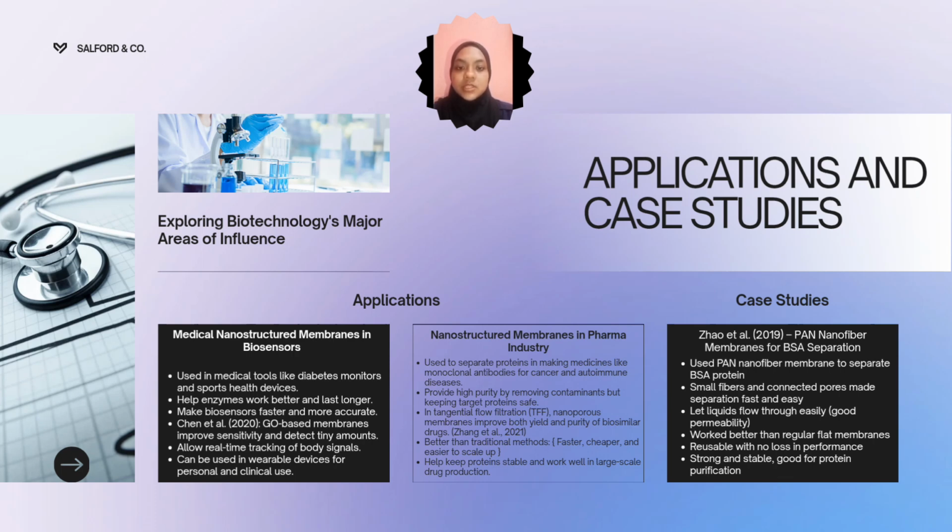Compared to traditional methods, they are faster, cheaper, easier to scale up, and help keep proteins stable during large-scale drug production. For a case study, Zhao et al. 2019 studied DNA nanofiber membranes for separating a protein called BSA. The membrane's tiny fibers and connected pores gave it a large surface area, which made the separation process fast and efficient. It also allowed liquids to flow through easily and was more effective than traditional membranes. Even after several uses, the membranes kept performing well, showing they are strong, stable, and suitable for protein purification.